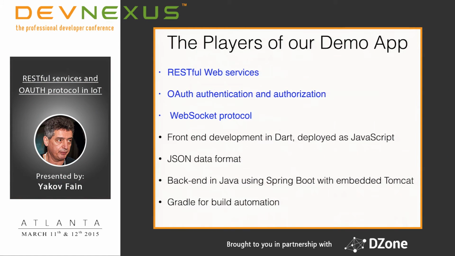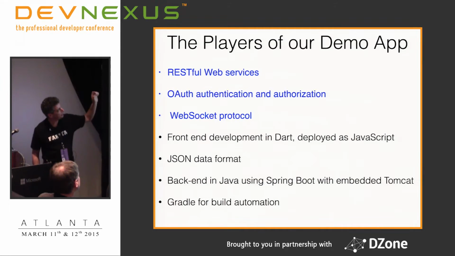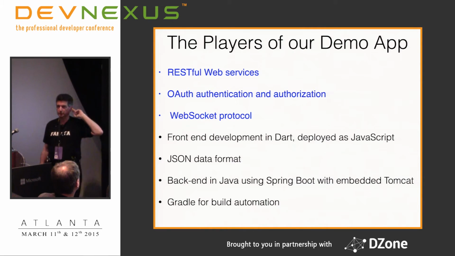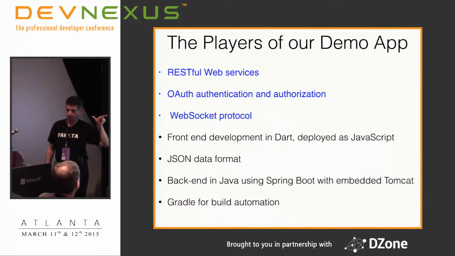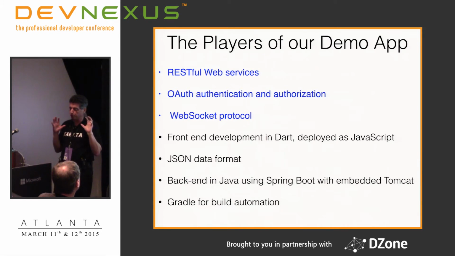These are the players that we used in this application. I will not go over each of them, but RESTful Web Services, standard. OAuth for authentication and authorization. We use the OAuth2 protocol. Actually, the scales don't support OAuth2. They support OAuth1, but it's still the same protocol. The WebSocket protocol we used to push the data between our server and our client. On the back end, there is polling between the vendors and our server, and as soon as we get the data, we push it to the cloud.